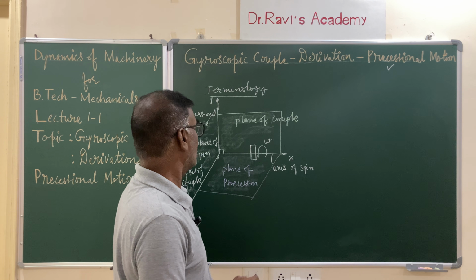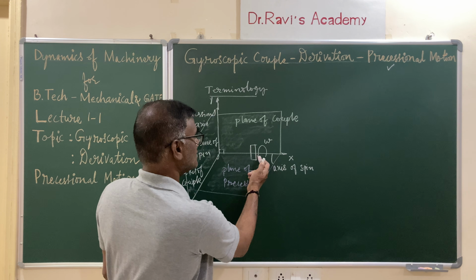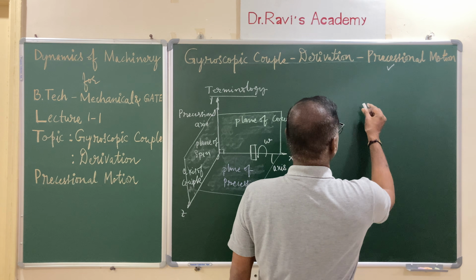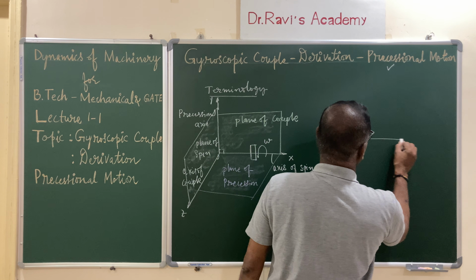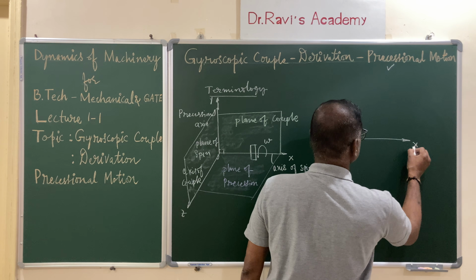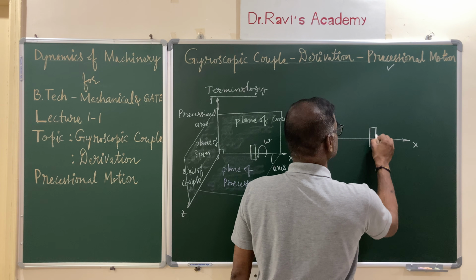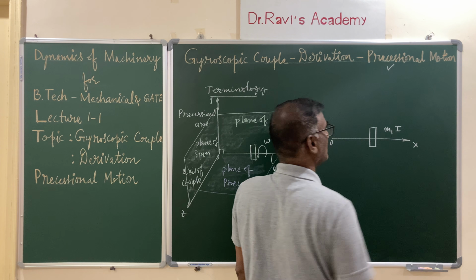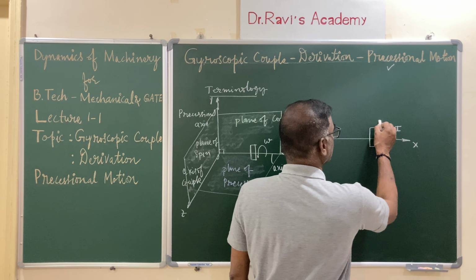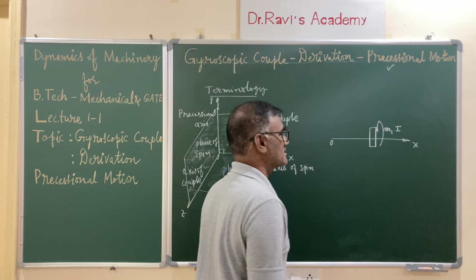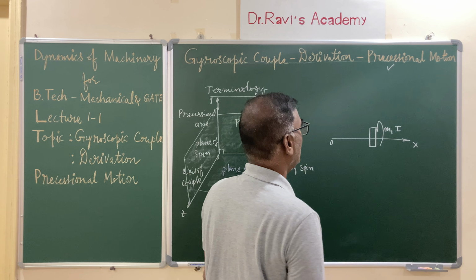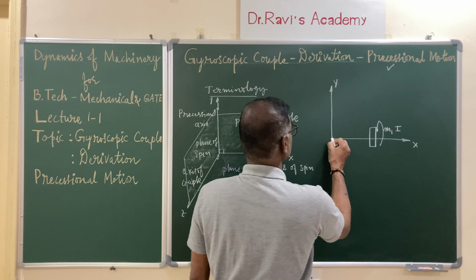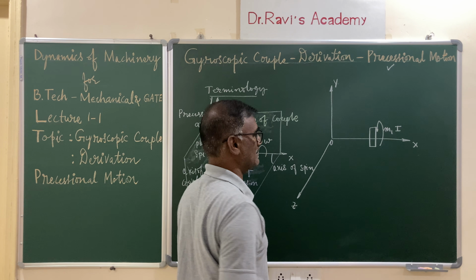Observe carefully. Now let us draw the vector diagram. This is rotating. Let us consider a circular disk. This is OX axis, the axis of the spin, and a circular disk is mounted on this. This disk is having mass m and mass moment of inertia I, and it is rotating in anticlockwise direction. Your OY is the axis of precession, and OZ is the axis of couple.